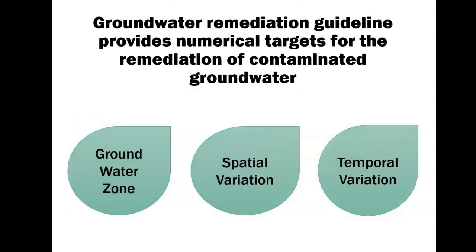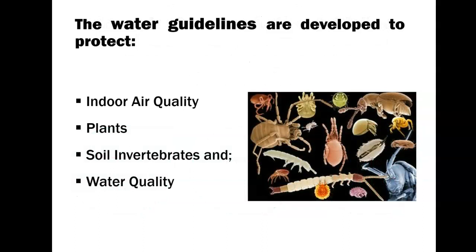Groundwater remediation guidelines provide numerical targets for the remediation of contaminated groundwater. This should be familiar as it's very similar to the soil goals, but background concentrations will be specific to the groundwater zone, and this will vary over space and time. So, for example, sometimes groundwater flow will change direction over an area or fluctuate with the seasons. The water guidelines that we have are developed to protect indoor air quality, plants, soil invertebrates, and water quality.